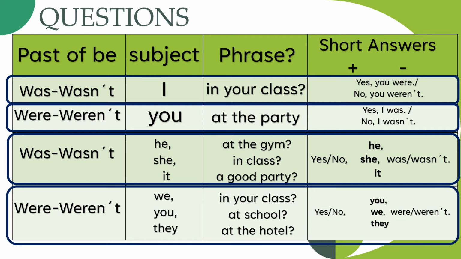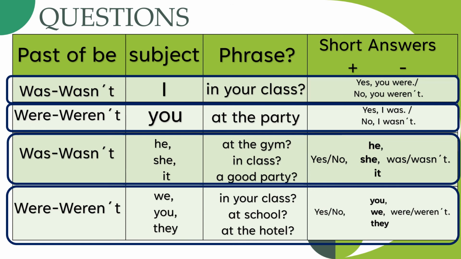And finally, look at it. We have the option were or weren't. And in this case, you can use different subjects like we, you, they. Were we, weren't we, were you, were they, weren't they? Yes, and with the complement. Were we in your class? Weren't you at the school? Were they at the hotel? Yes? Well, it's up to you the answers.